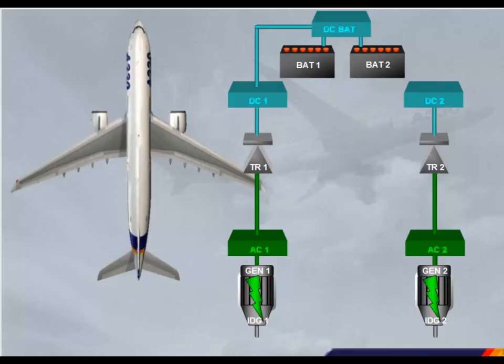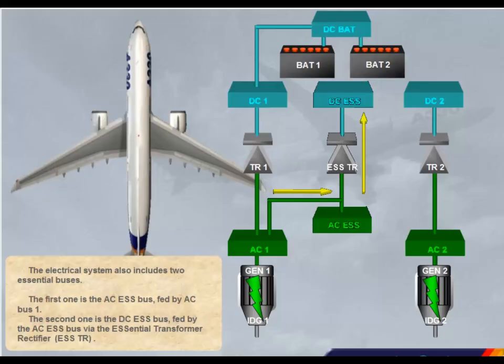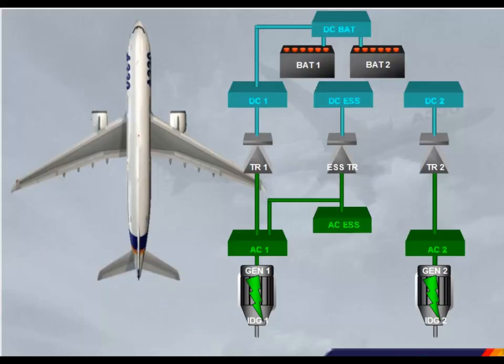The electrical system also includes two essential buses. The first one is the AC essential bus, fed by AC bus 1. The second one is the DC essential bus, fed by the AC essential bus via the essential transformer rectifier, essential TR. This is the basic electrical system.